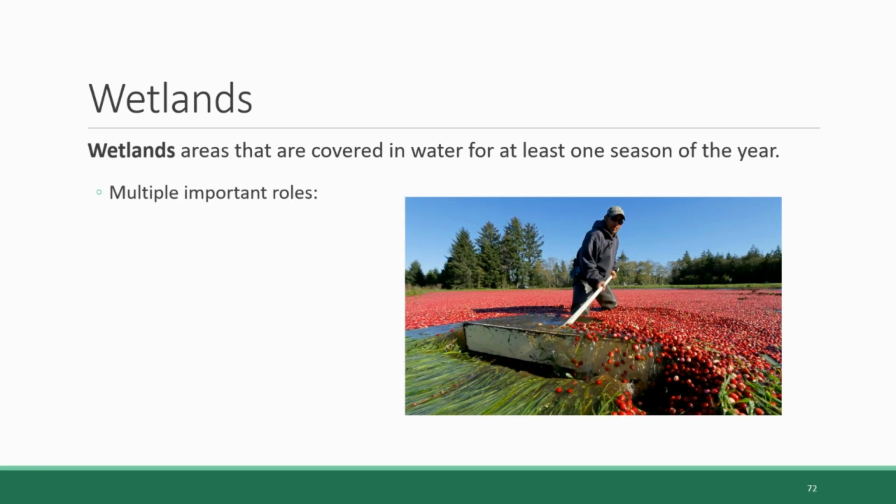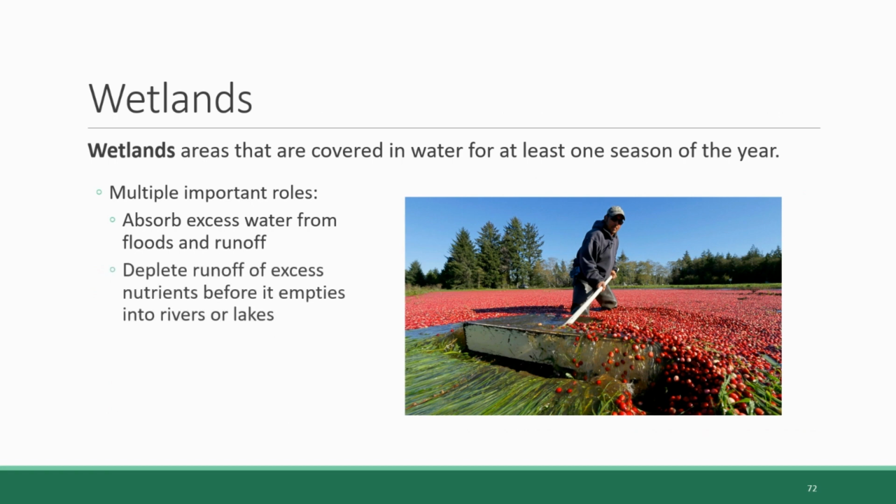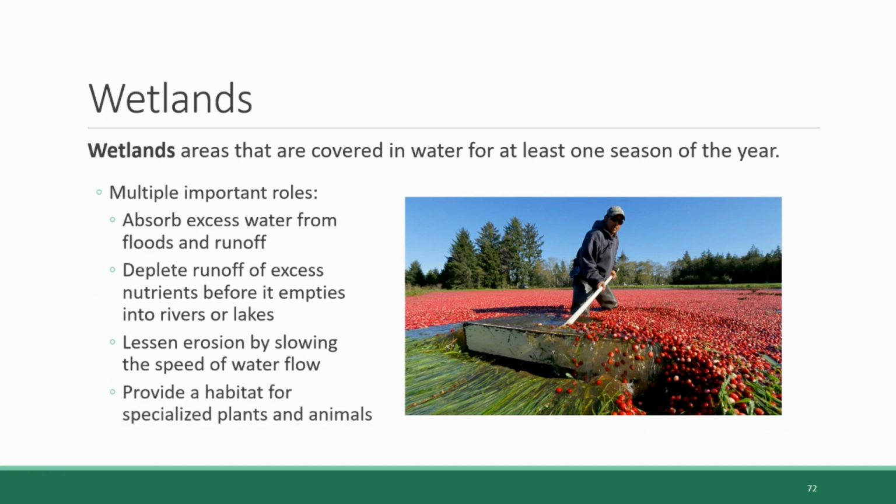And like riparian zones, wetlands also perform important ecosystem functions. They absorb excess water from floods and runoffs. They deplete that excess runoff of excess nutrients before it empties into rivers and lakes, which can help prevent eutrophication. They lessen erosion by slowing the speed of water flow. And they provide a habitat for specialized plants and animals that actually need swampy, boggy conditions in order to survive.